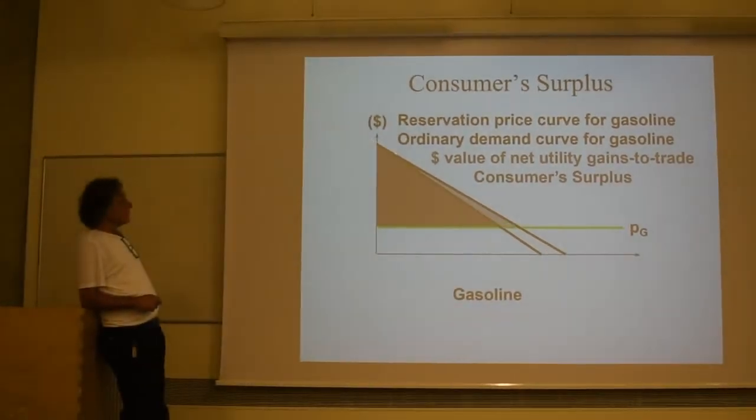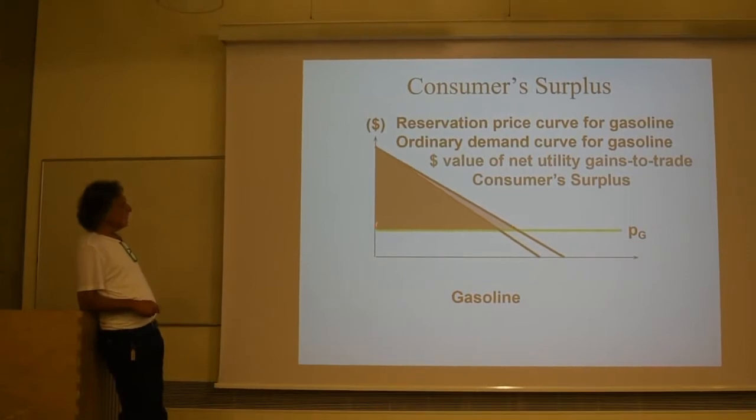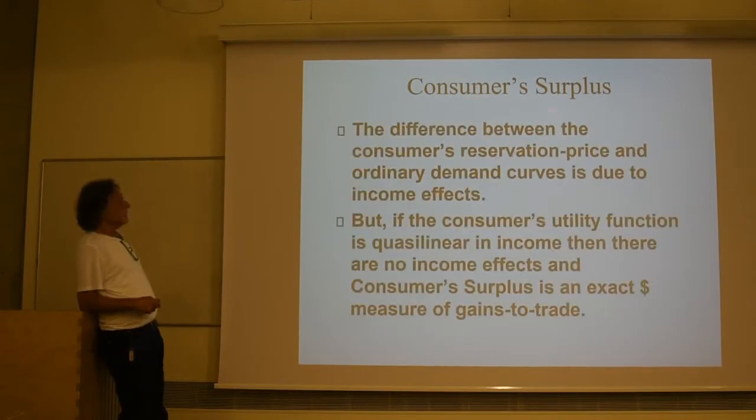So actually we are looking for that measure. This is under the demand. The difference between the consumer's reservation price and the ordinary demand curve is due to income effects. And that's how I started the class.